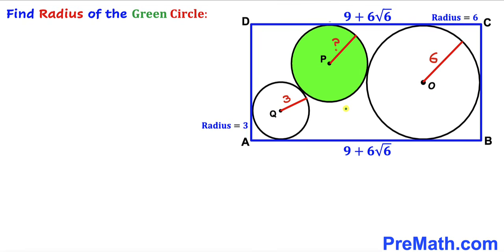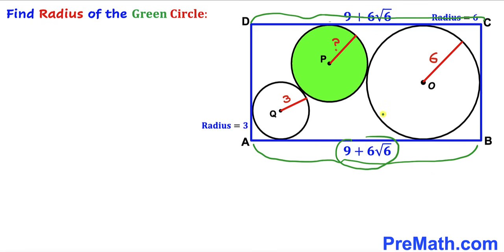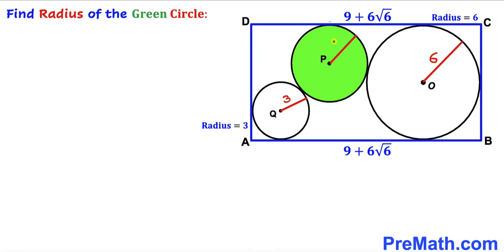We have got these three circles with centers O, P, and Q respectively, fully inscribed in a rectangle ABCD, as you can see in this given diagram, such that the radius of this largest circle is 6 units, and the radius of this smallest circle is 3 units. Furthermore, this side AB and this side CD are 9 plus 6 times square root of 6 units. And now our task is to calculate the radius of this green shaded circle.